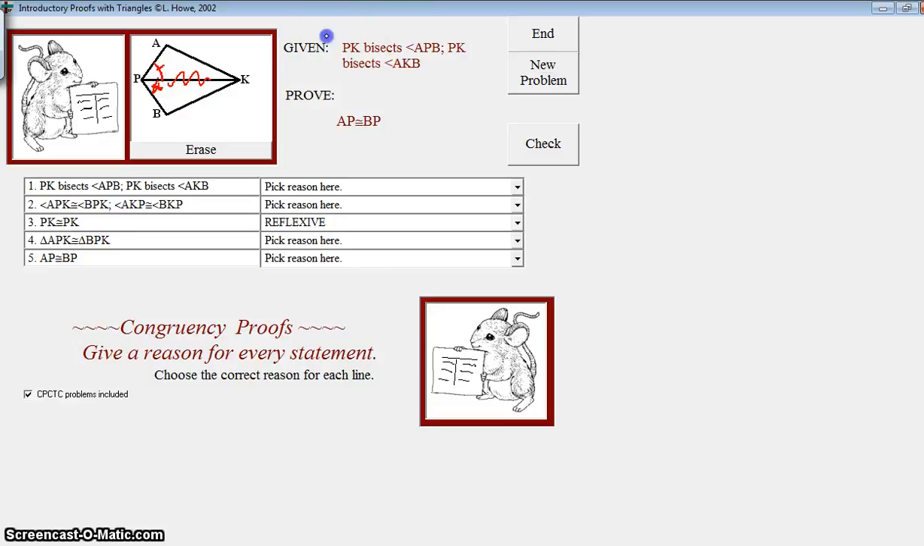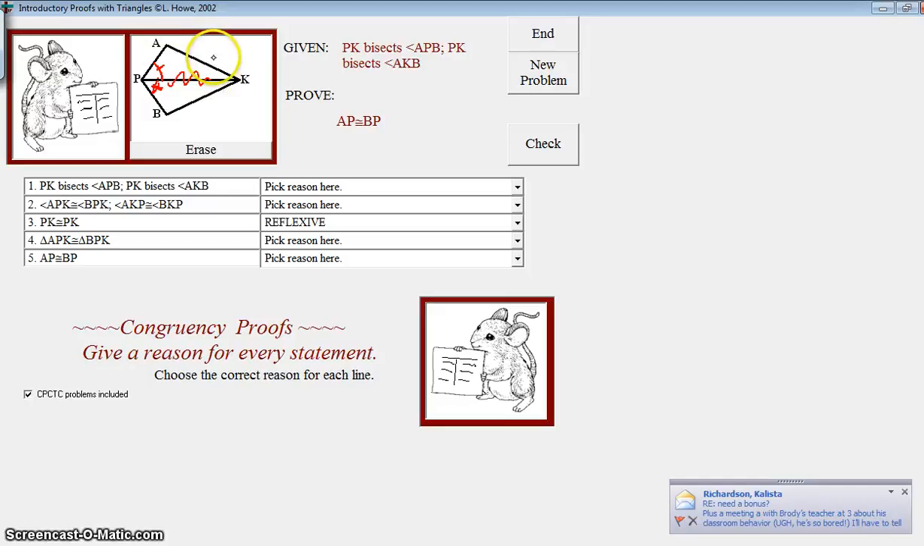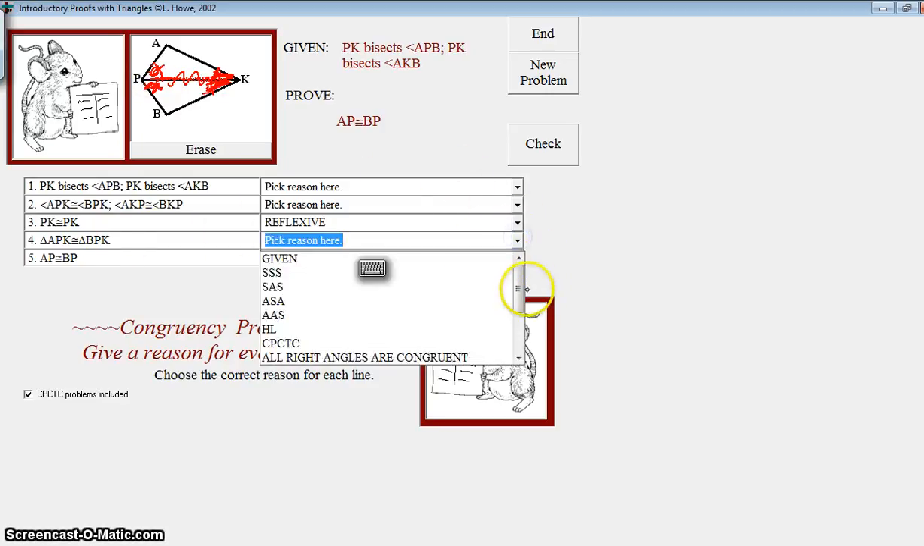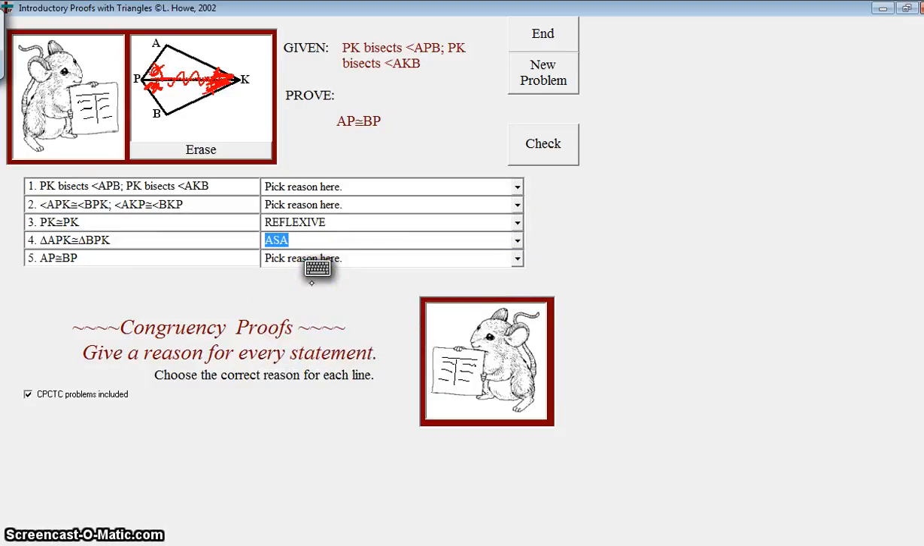And that's a given. And I'm told that PK bisects AKB. So AKP and BKP are congruent. So I see an angle, this guy right here, congruent to this guy, followed by a side, followed by another angle. So that's angle, side, angle. I'm going to pick that for the reason that my triangles are congruent.